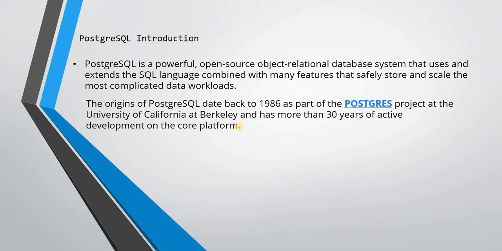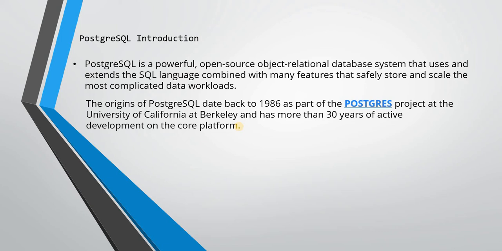So, what is PostgreSQL or what is the history of PostgreSQL? PostgreSQL is a powerful open source object relational database system that uses and extends the SQL language combined with many features that safely store and scale the most complicated data workloads, right? So, basically, it's another database, you can say, like MySQL or Microsoft SQL Server, Oracle, and so on, right? The only advantage of this database is that it's open source, so free to use. It doesn't have any limitation, so that's the biggest advantage.